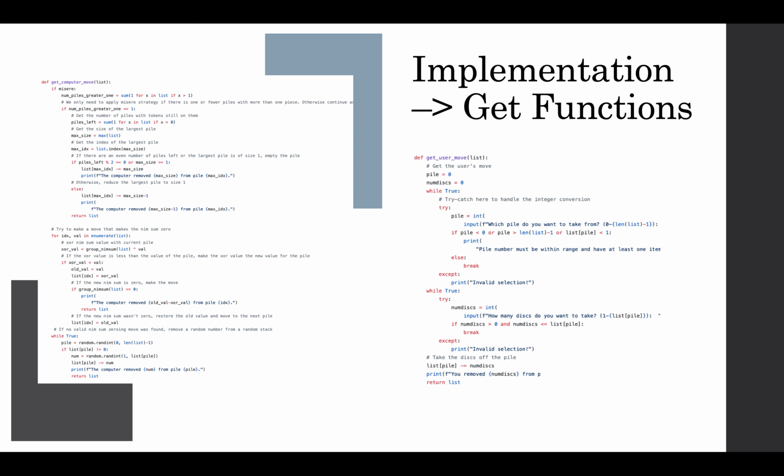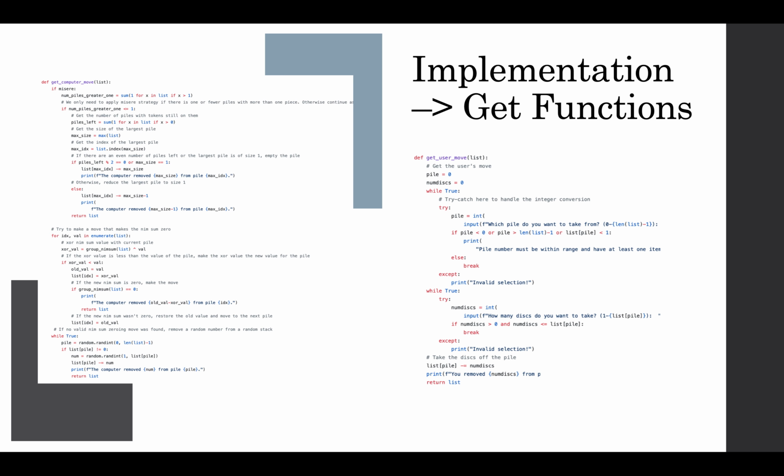Otherwise, we reduce the largest pile to size 1. Outside of the special misère endgame case, we apply the standard strategy, which is to try to find a move that makes a nim sum 0. To do this, we use XOR to get the nim sum of the group nim sum and number of disks in each pile. If this value is less than the value of the pile, then we consider changing the number of disks on this pile to the nim sum that we just calculated. If the new nim sum is 0, then this is a valid move, and we make it.